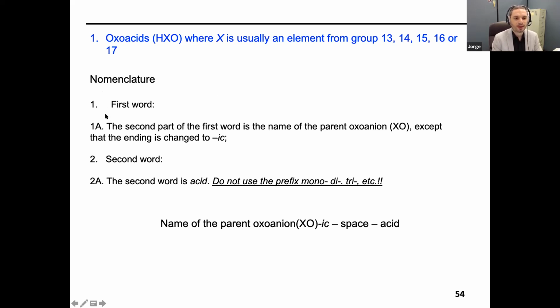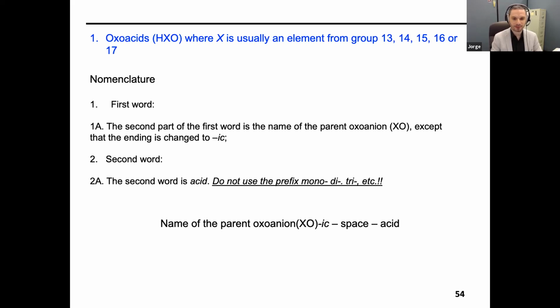Nomenclature. For the first word, the second part of the first word is the name of the parent oxoanion, XO, except that the ending is changed to IC. And the second word is simply the word acid.